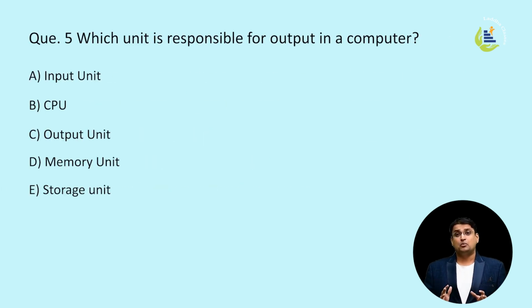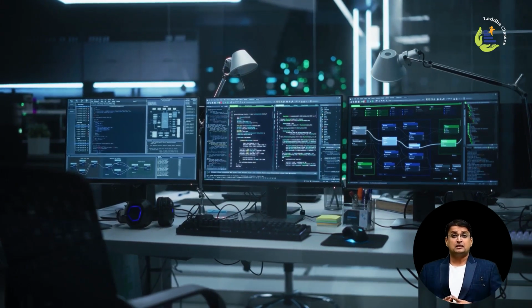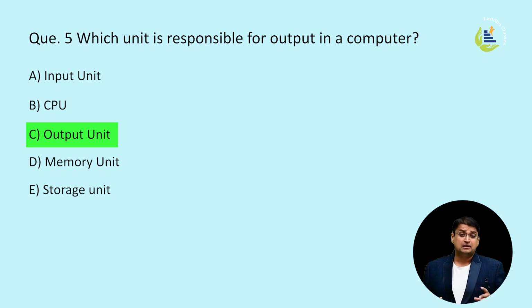Question 5. Which unit is responsible for output in a computer? Options are input unit, central processing unit, output unit, memory unit, storage unit. Correct answer option is C, output unit. Because the output unit handles the final stage, producing results such as display or printed output. Input, memory, and storage units do not directly handle output.